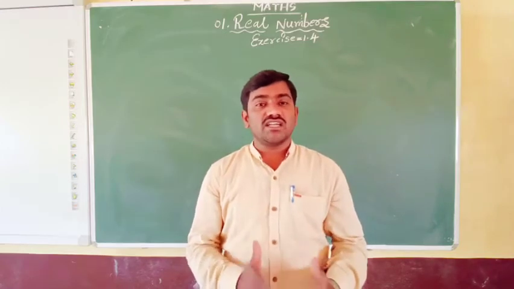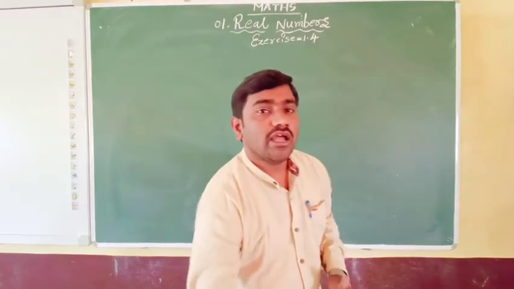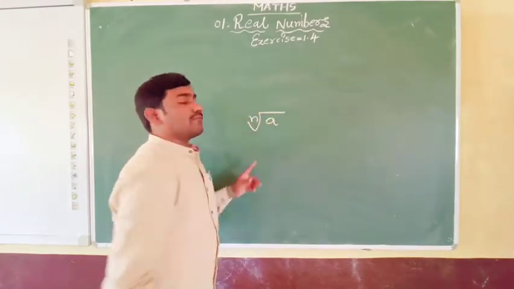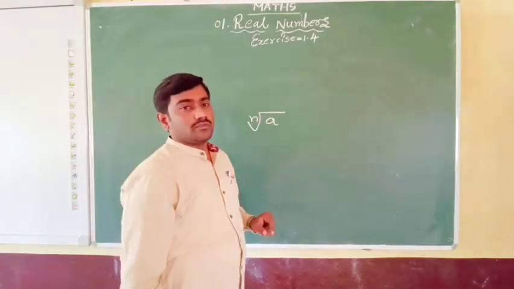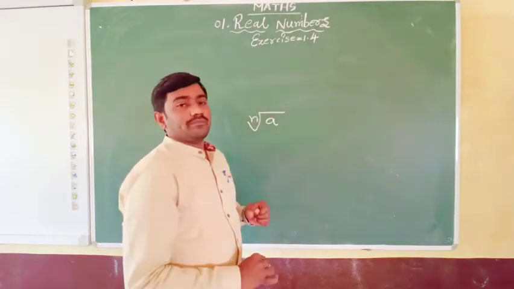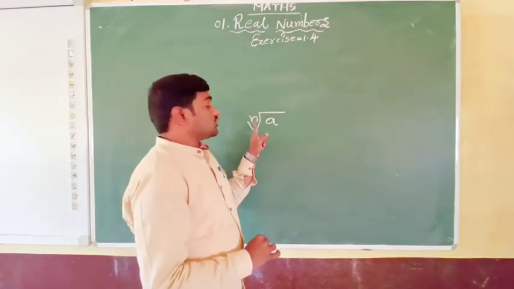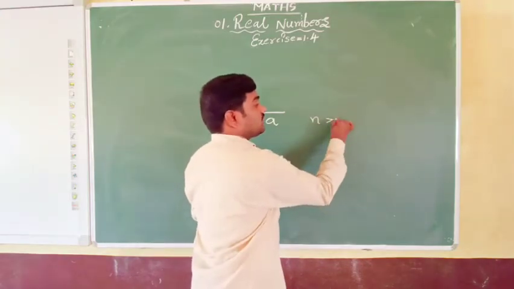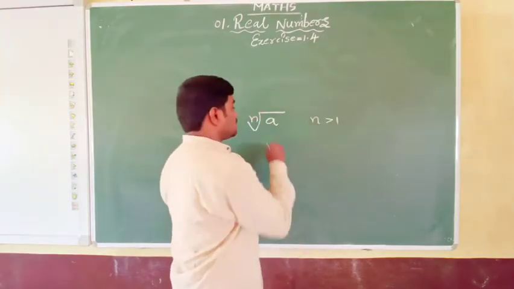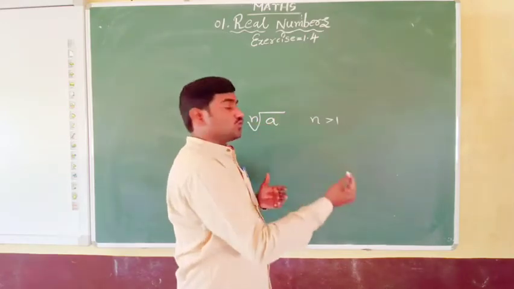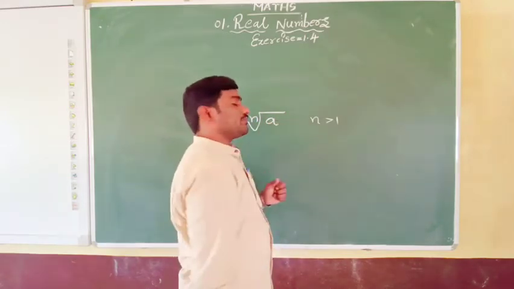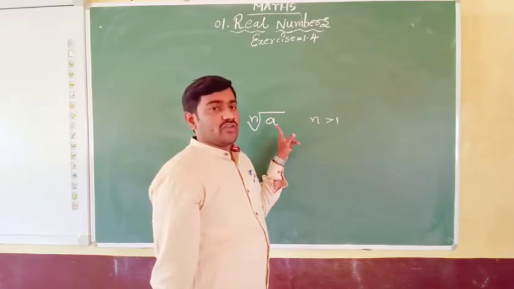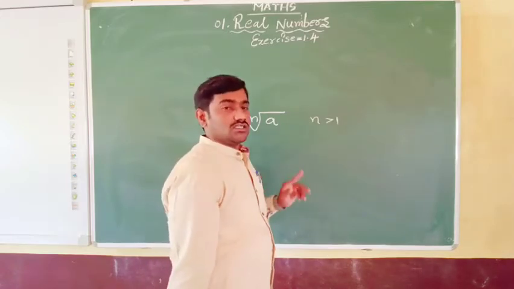What is the meaning of surds? A surd is nothing but the nth root of a. Nth roots of a number are called surds, where n is a positive integer greater than 1. In the sense, n always starts from 2, and a is any positive rational number but not an nth power of a rational number. They are called surds.